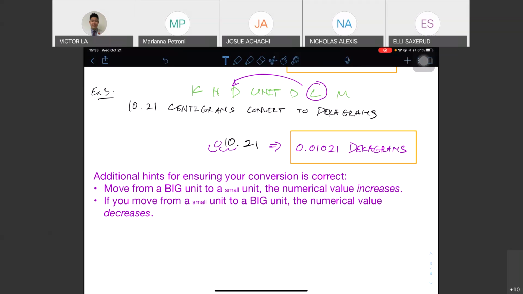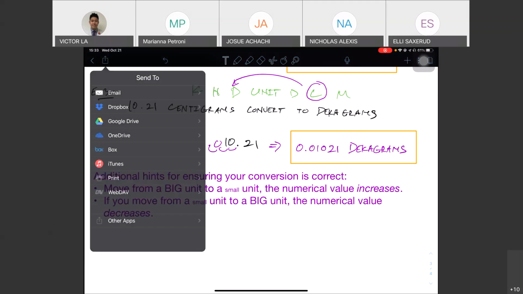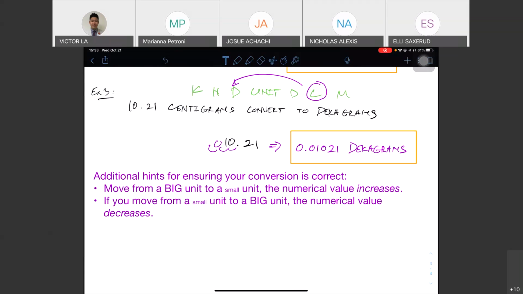All right? In the meantime, though, let me ask, what questions do we have here? We're almost done with the pre-algebra textbook, just as a heads up.